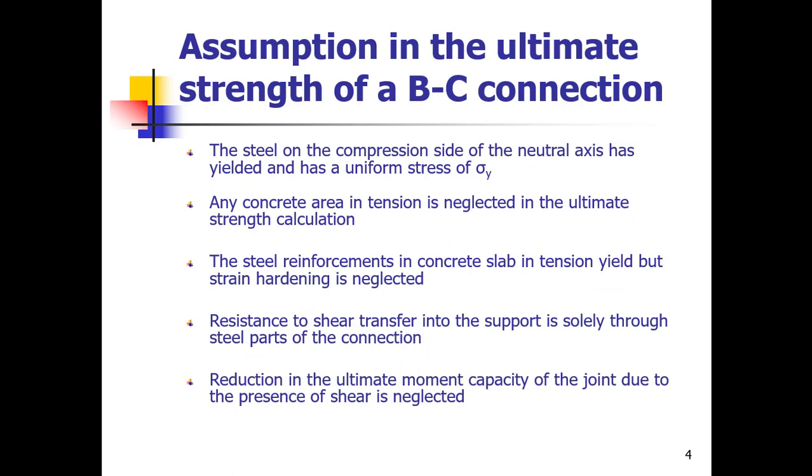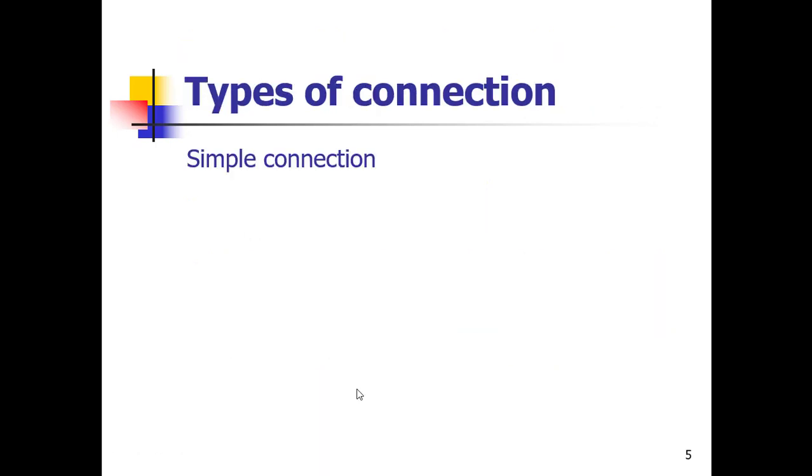The following are the assumptions made in the beam column connection. The very first assumption is that steel under compression is found to be uniform and at the maximum yield stress, and the area of concrete in the tension zone is eliminated, and the strain hardened region of reinforcing steel is eliminated. The resistance to transfer of shear is solely by the steel part, and the reduction in the moment capacity due to the presence of shear is neglected. These are the factors you have to consider while doing the connection design.